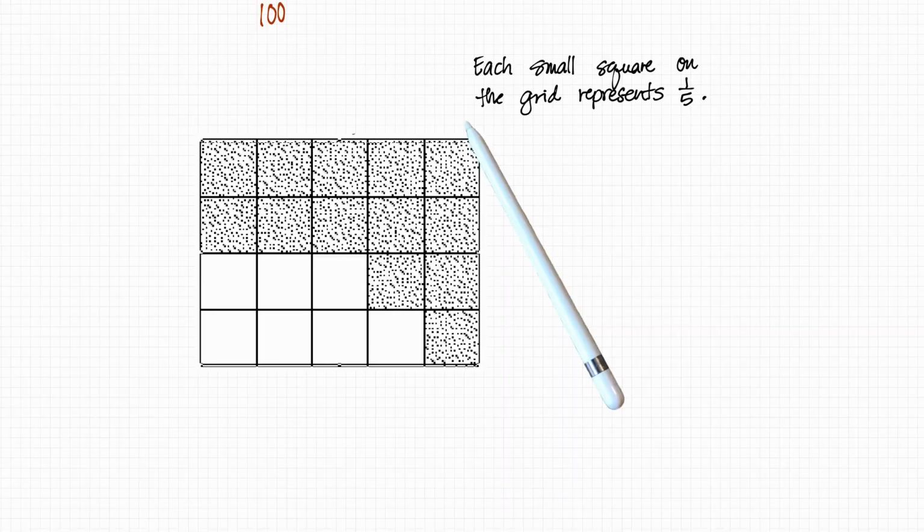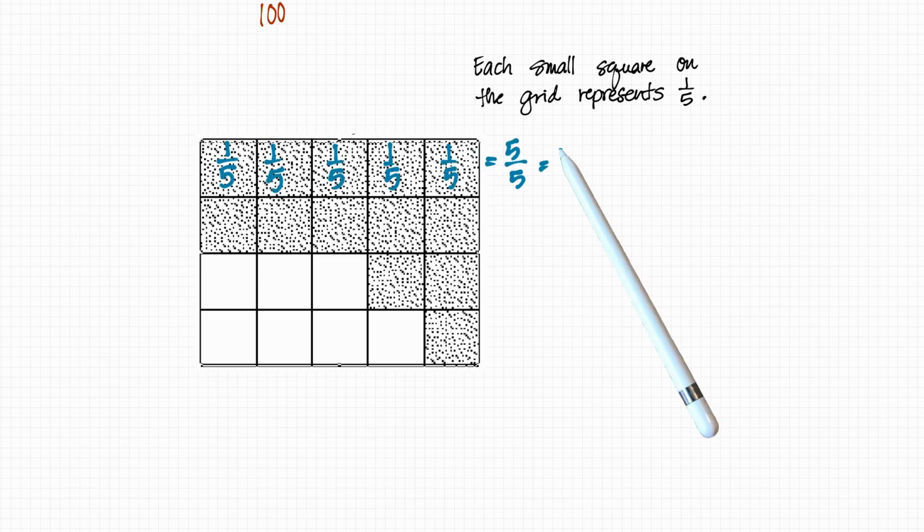Here's another problem. Each small square on the grid represents 1/5. Every single square, regardless of color or pattern. As you can see, since each square is worth 1/5, and there are 5 squares in each row, 5 times 1/5 is 5/5, or 1. So you have 4 of those 5/5, and that equals a total amount of squares in that grid.